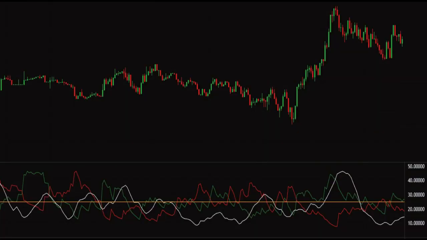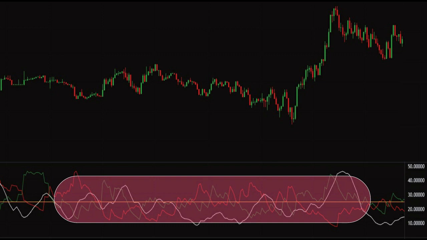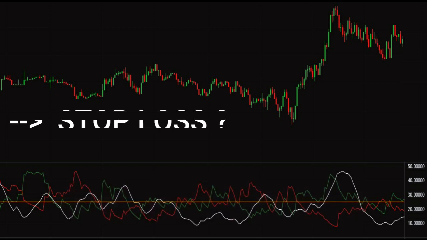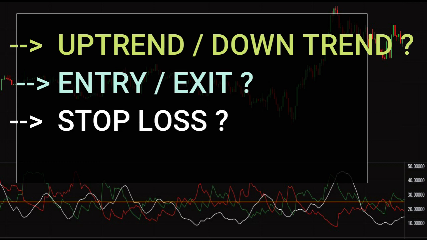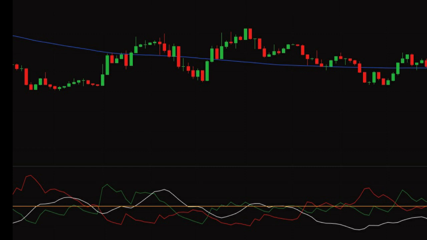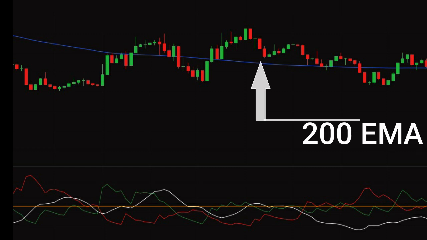Now look at this chart. There are so many crossovers happening in a trending market and we cannot properly guess whether the market is in an uptrend or downtrend, and where to take entry and exit, and where to keep the stop loss. So to make your trade more accurate and profitable, we will add a moving average along with it, so we can get more accurate trades. Now we will trade with the 200 EMA with the help of ADX.